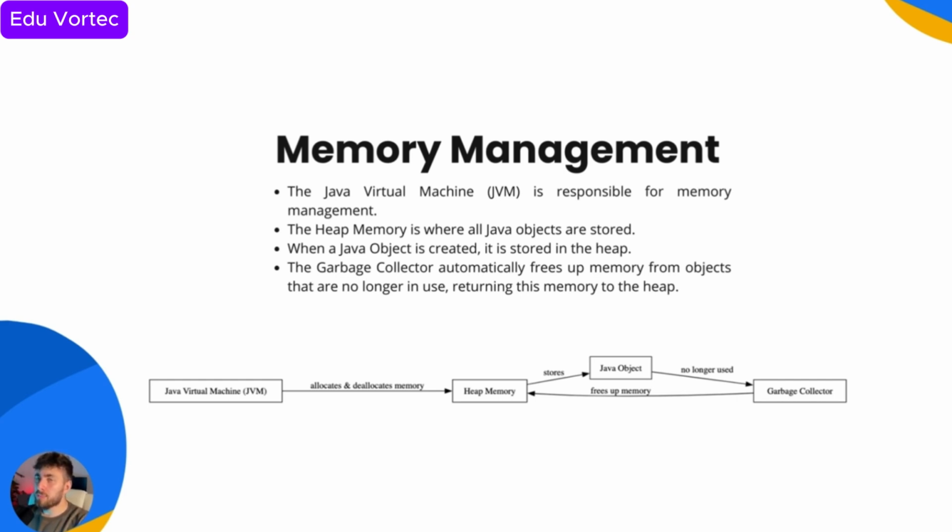This automatic process of freeing up unused memory is known as garbage collection. Java provides a garbage collector which is responsible for freeing up memory occupied by objects that are no longer being used. The garbage collector runs in the background, so you don't need to worry about managing memory yourself.